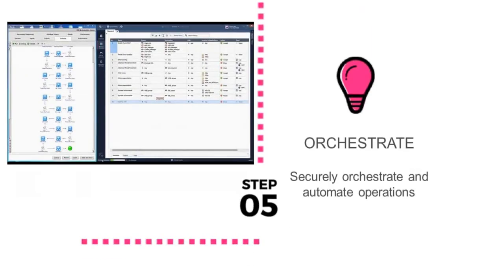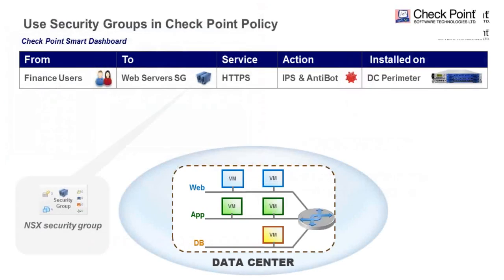Once we're at this stage, we now have the foundation set in order to produce the final step, step 5, which is orchestrate. We can now securely orchestrate and automate the operations we have discussed previously within this presentation, as well as my last week's presentation. In fact, let's see that in a bit more detail. So here we have the Checkpoint policy. We're leveraging those NSX security groups automatically due to the integration we have and the real-time updates we receive.